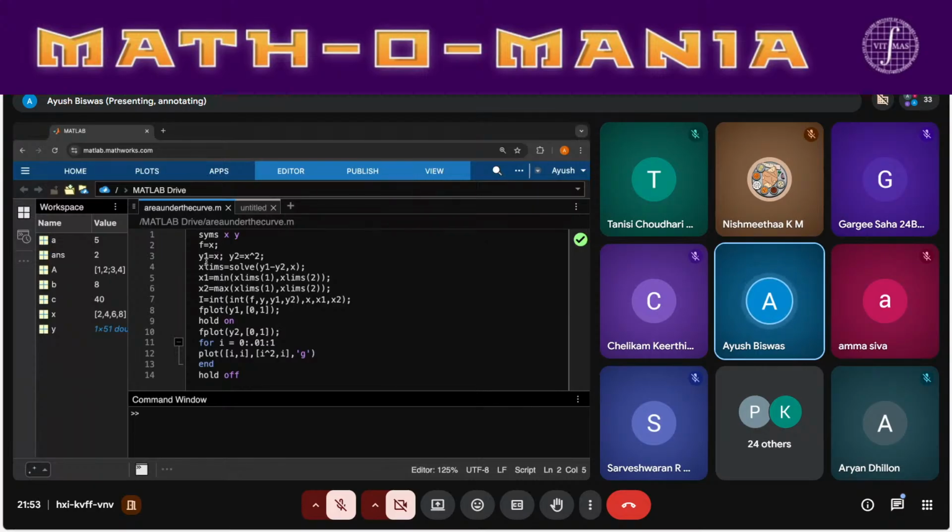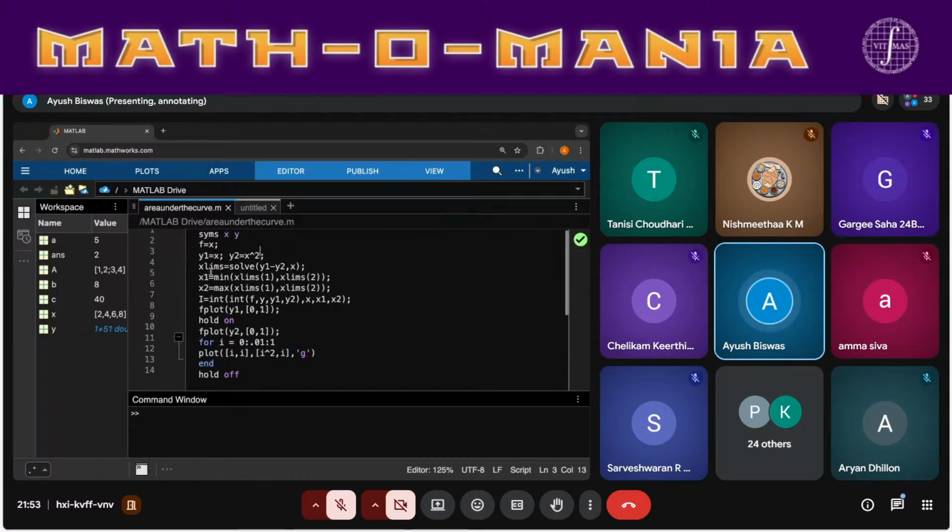And the next is y1 is equal to x and y2 is equal to x squared. These are our two functions. Okay, so now we define a new variable called xlimbs and solve y1 minus y2, x. What solve basically does is it sees where the curves y1 and y2 meet, and it gives us the x coordinates of those functions.